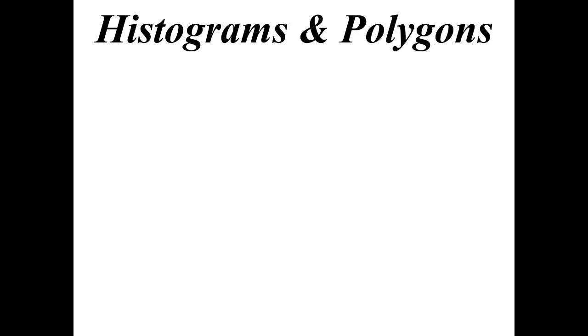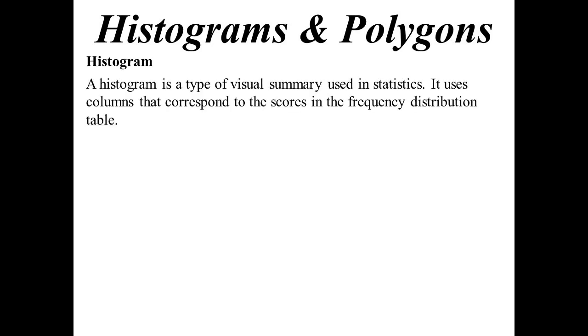So let's have a look at visual representation. So histograms and polygons. First of all, the histogram. It's a visual summary and it's basically a column graph, and the columns represent the frequency of the scores. So, things to keep in mind when constructing a histogram.